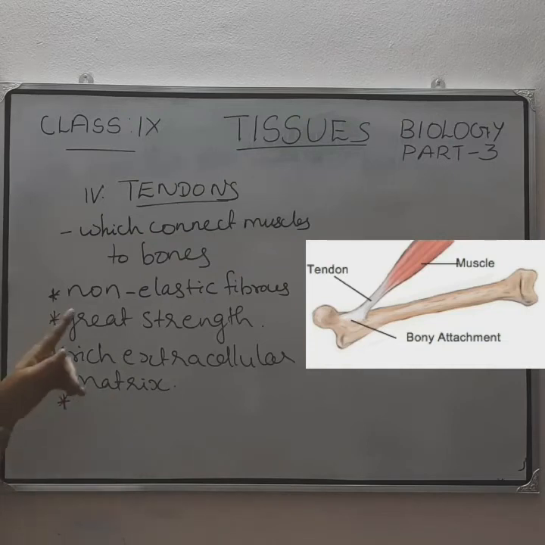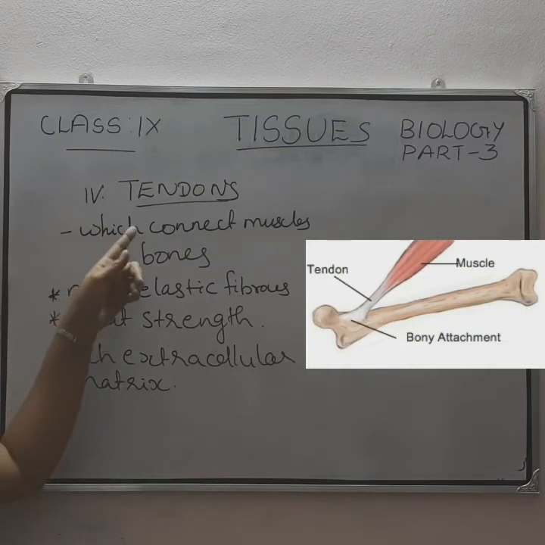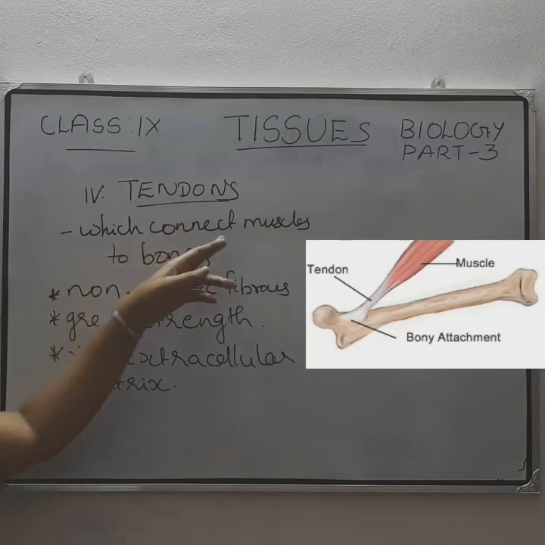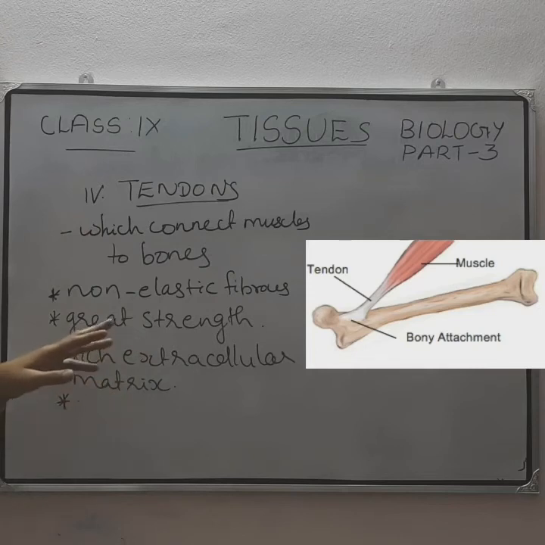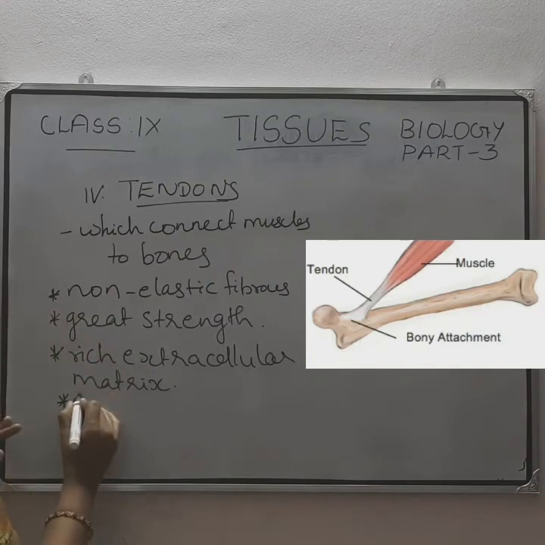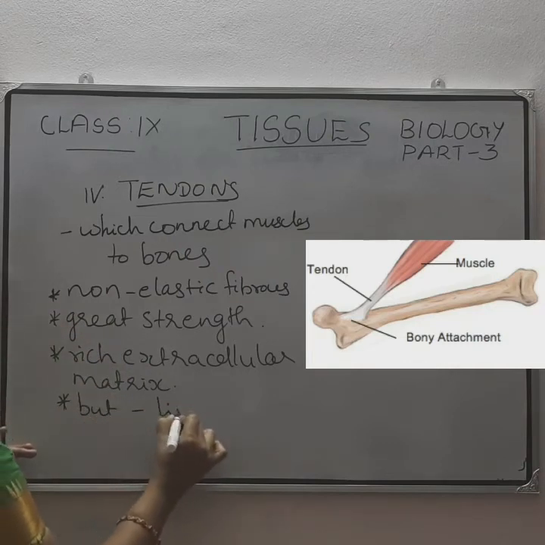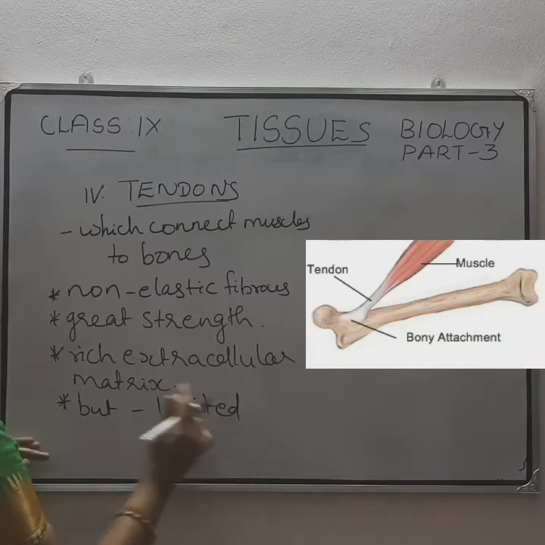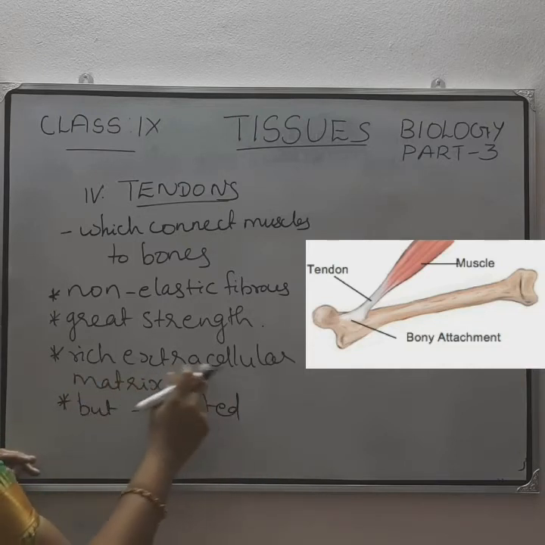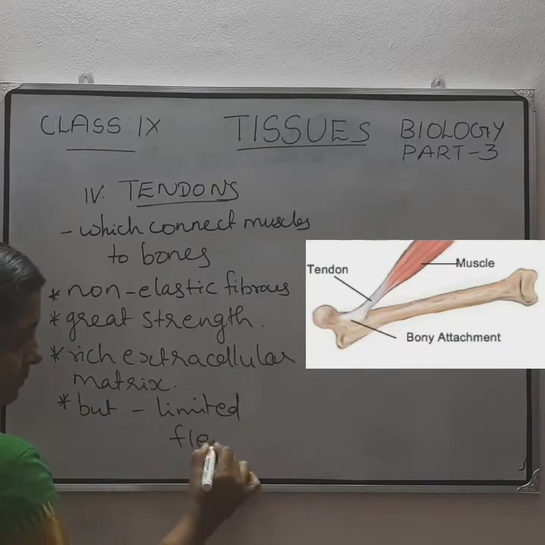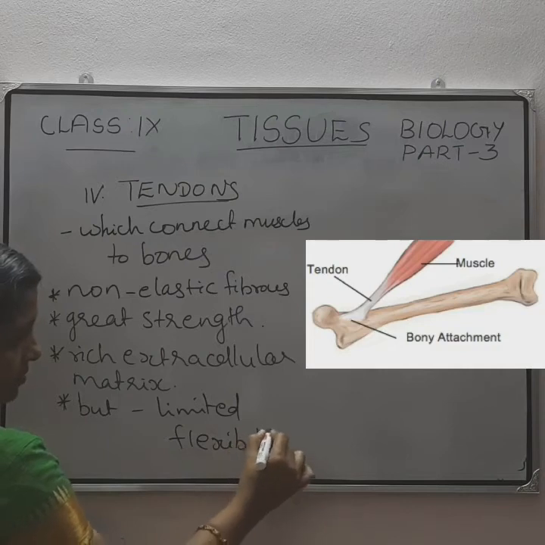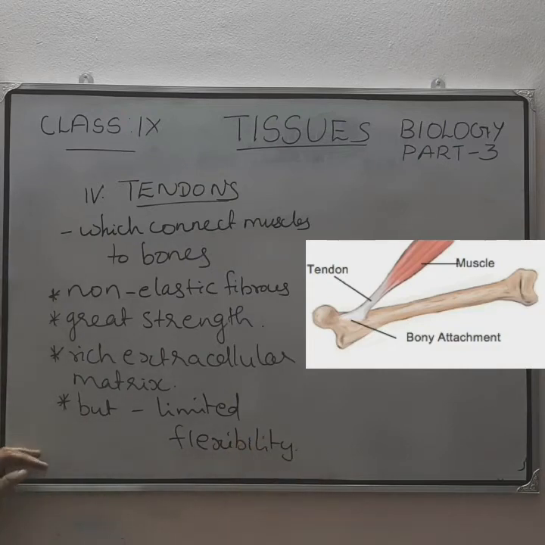And this once again, these tendons are connective tissue which connect muscles to bones, and these are non-elastic fibrous tissue. They have great strength, and they are rich in extracellular matrix, but they have limited flexibility. Even though they consist of rich extracellular matrix, they have limited flexibility. So these are the features of tendons.